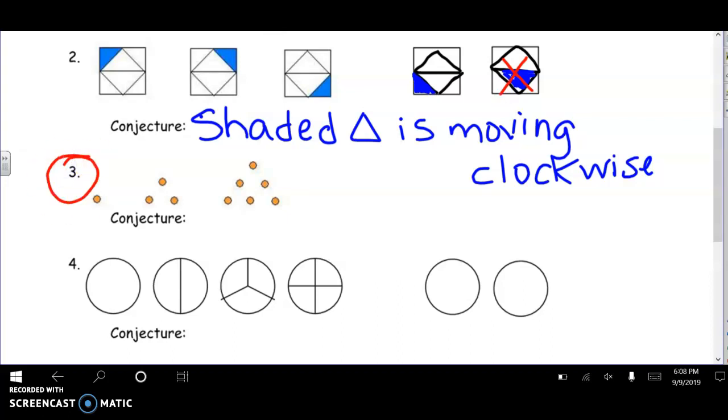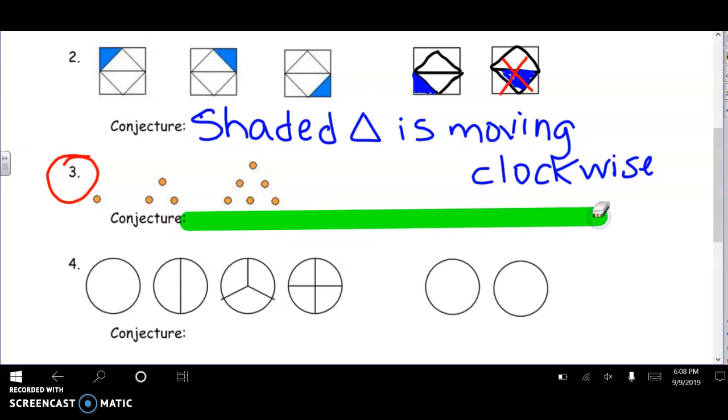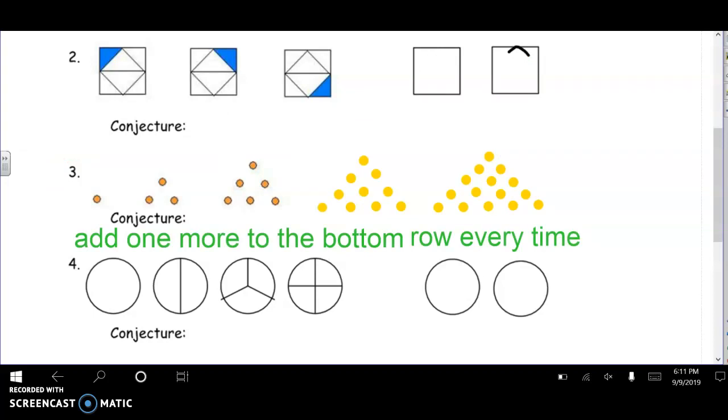And I'm going to be really interested in what you say that the conjecture is, and I want you to make sure that your conjecture really does match what you're telling someone to do to get the next pattern in the picture. Pause this and try it when you're done. Do you have something like this?